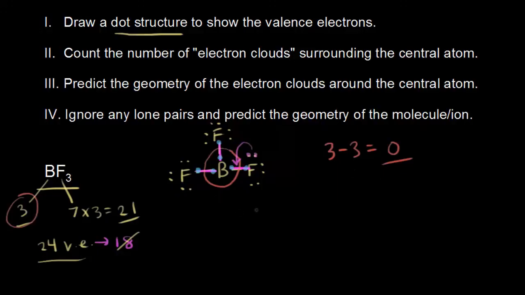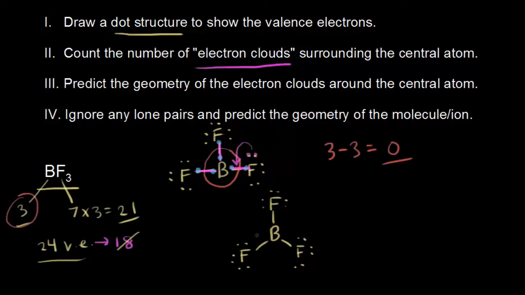So let me go ahead and redraw that. And I'm going to draw it in a slightly different way when we talk about our next step here for predicting the shape. So let me go ahead and put in our lone pairs of electrons here on the fluorine. And let's think about step 2. We're going to count the number of electron clouds that surround the central atom here. So remember, electron clouds are either bonding electrons or non-bonding electrons, the valence electrons in bonds, or the lone pairs, just regions of electron density that can repel each other.